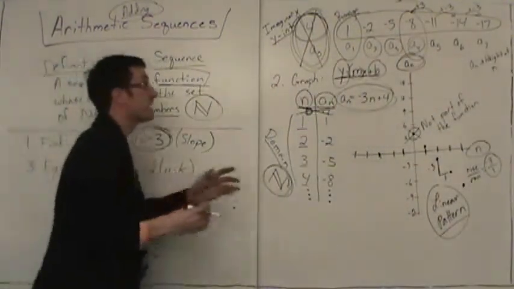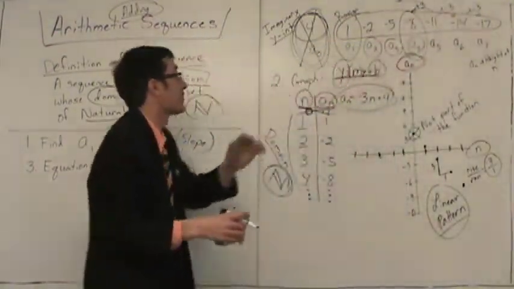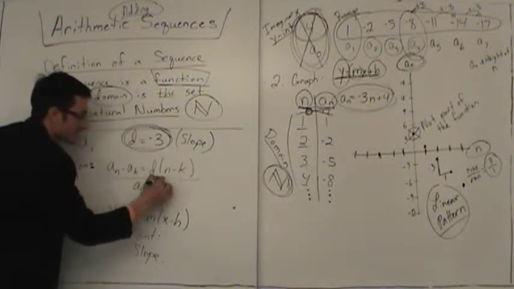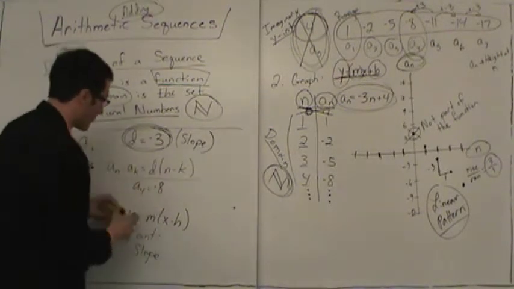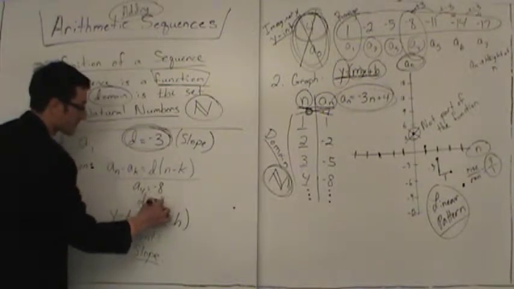The emphasis being, you don't have to know a sub 1. You can use any of these points. So a sub 4 equals negative 8. And our slope is the same as the common difference. So let's write d equals negative 3.